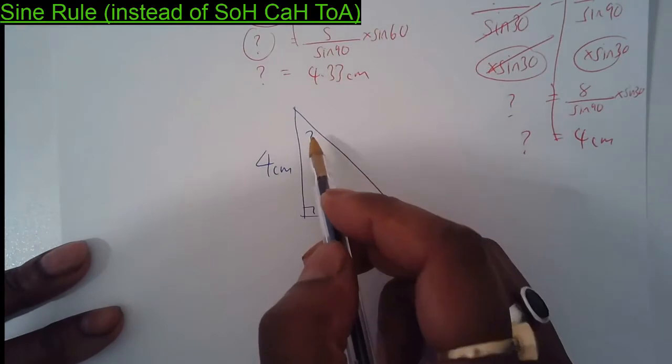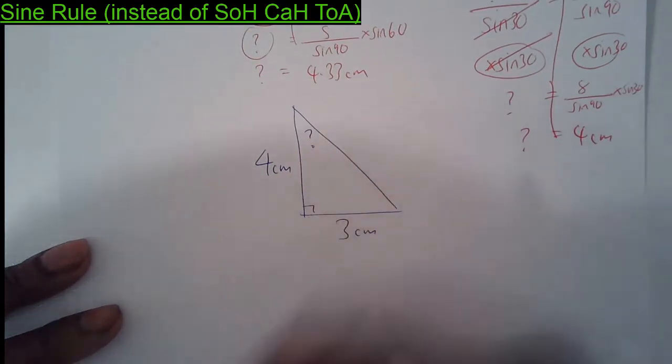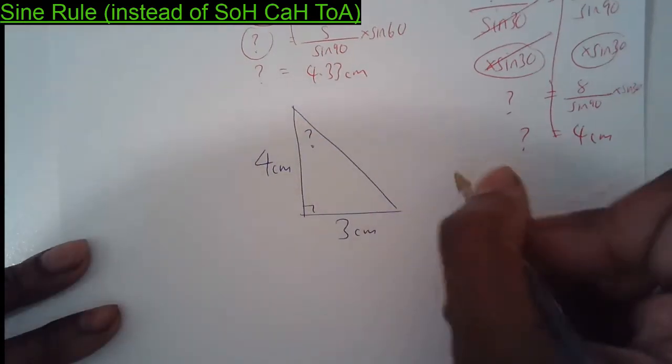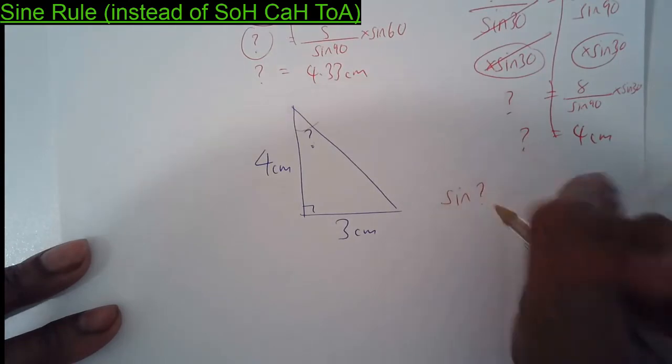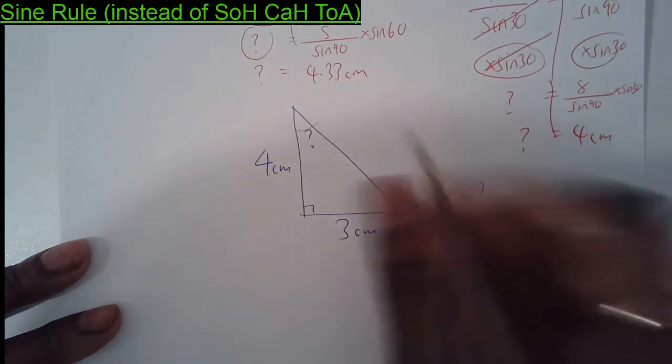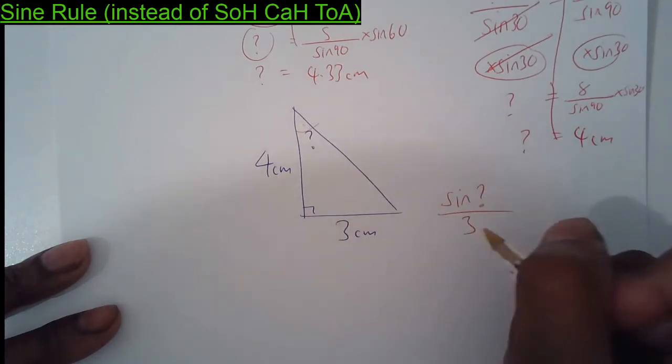Right, this time we're trying to find the angle. Remember, angles are always sinners. Remember, the question mark always goes on the numerator, but because this is an angle, it's going to be sin question mark. Right, opposites attract. That's 3 centimeters.